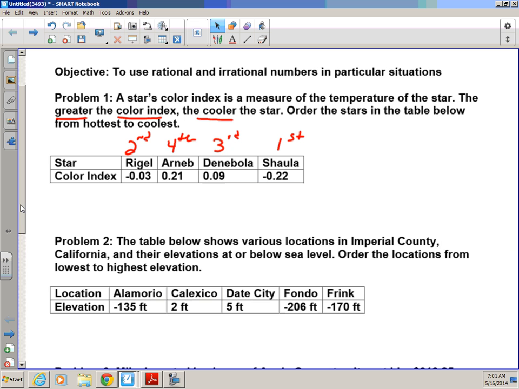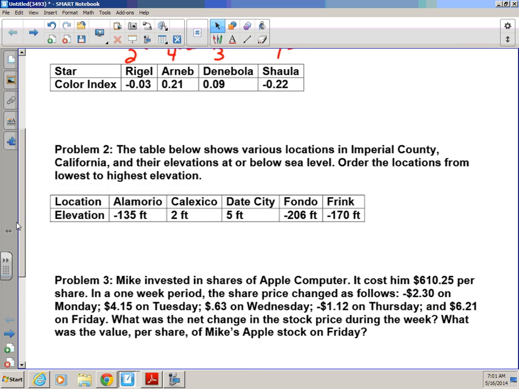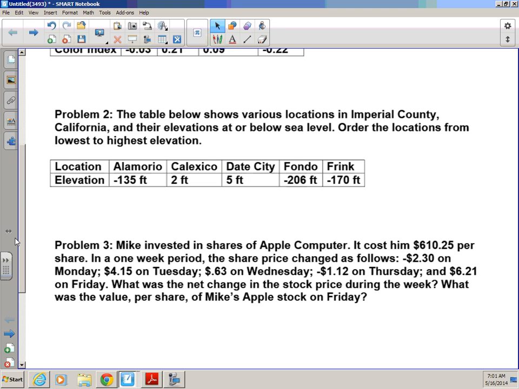You have to be careful when you read these as to what order they want you. Don't just always assume it's ascending order. Now we're talking about locations in California and their elevation, and we want to go from lowest to highest. So again, this would be first, second, third, fourth, and fifth. Okay, pretty straightforward.